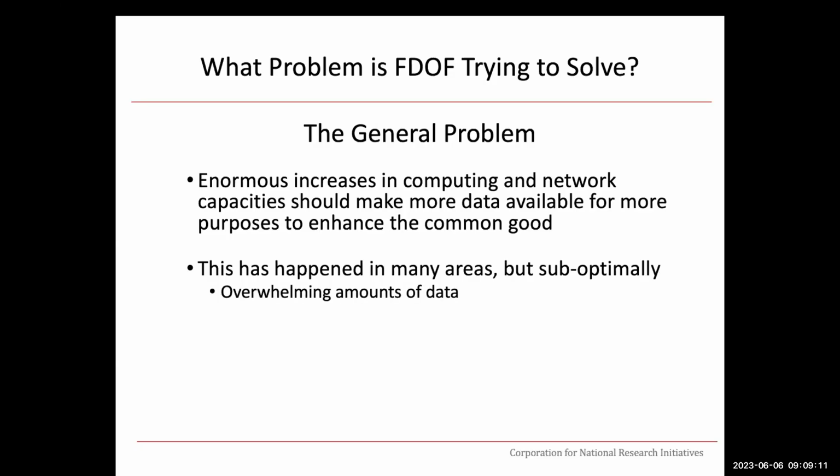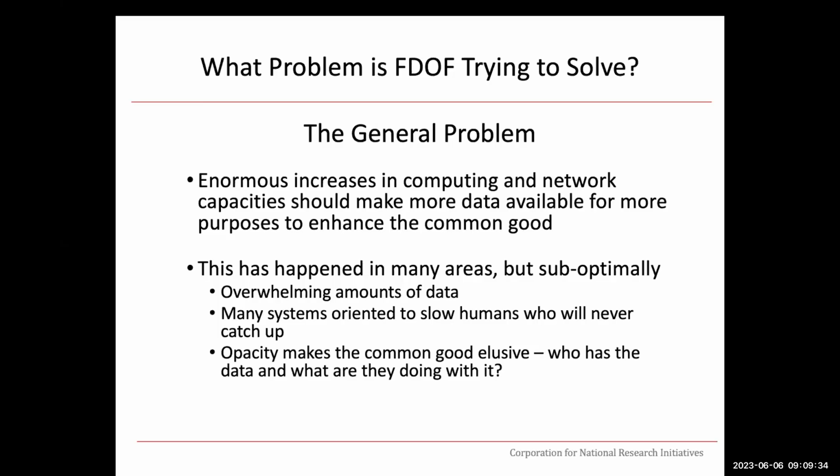There's overwhelming amounts of data, very, very large numbers, more than human beings can deal with, really, especially as our systems are oriented to slow humans who will never catch up, never able to put their arms around all of this data. And it's hard to even know where it all is. So opacity makes the common good elusive.